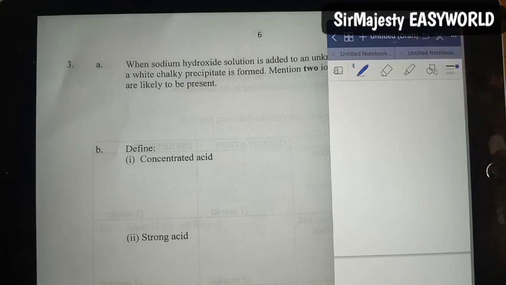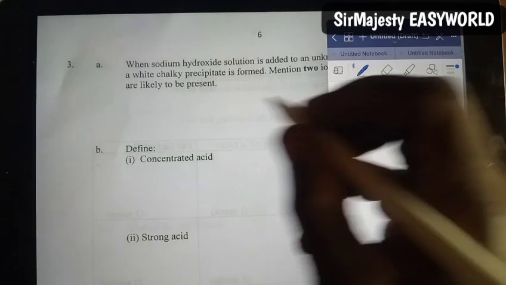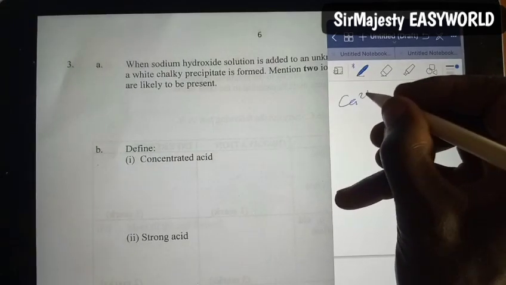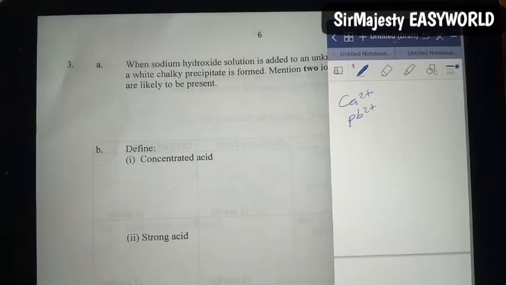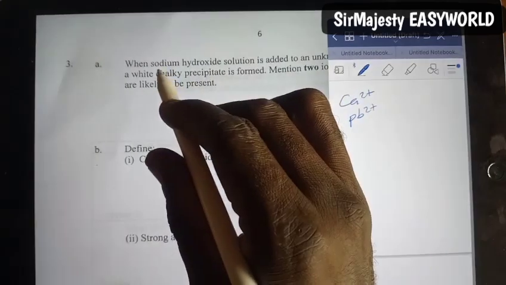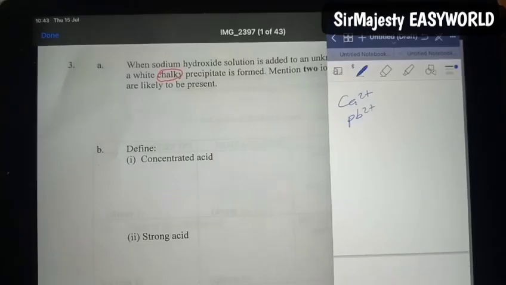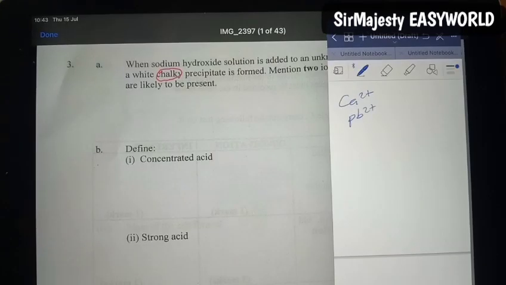When they say chalky, the correct answer here is calcium or lead two ion. Those are the two possible things that might be there. Even barium should also be correct. But since they say it's chalky, mentioning anything like aluminium or zinc is wrong, because the white precipitate in zinc is actually gelatinous. It is sticky, it is not chalky. That is where the major thing lies here.